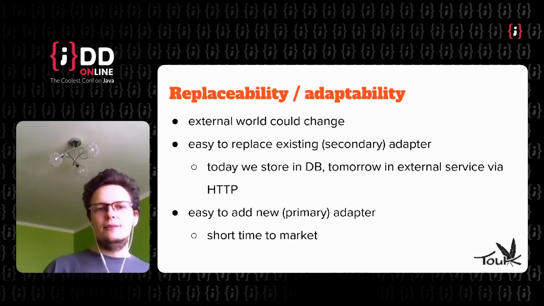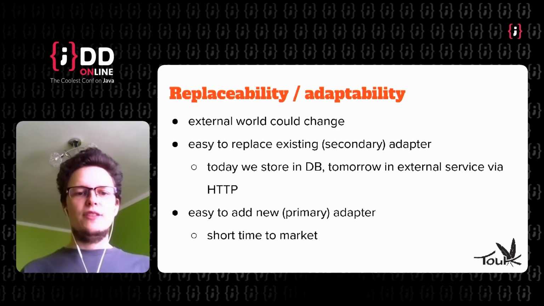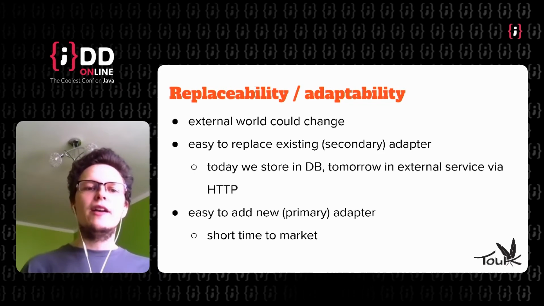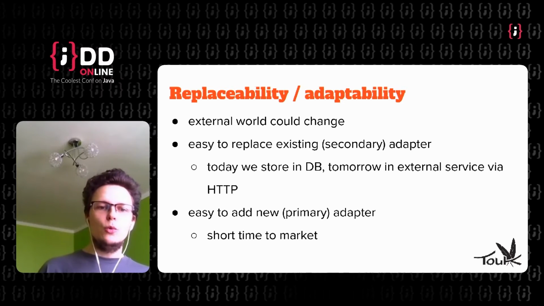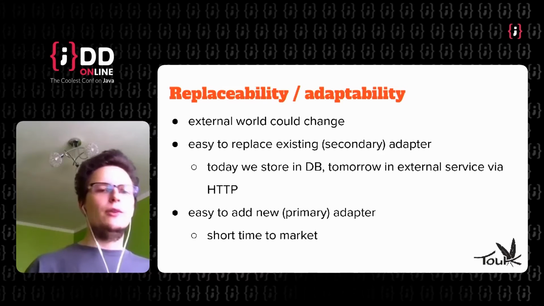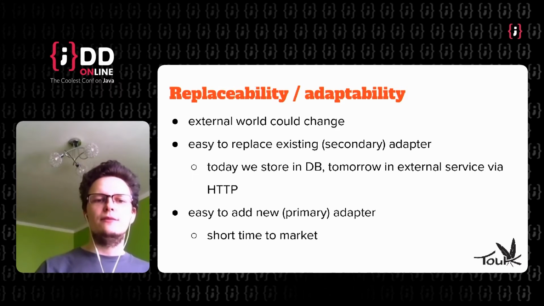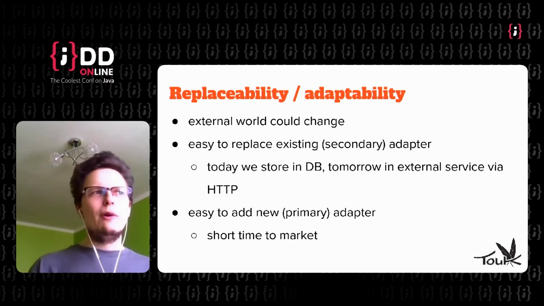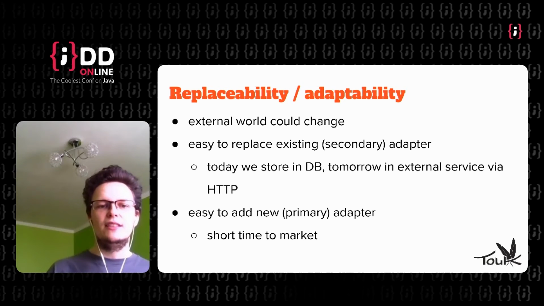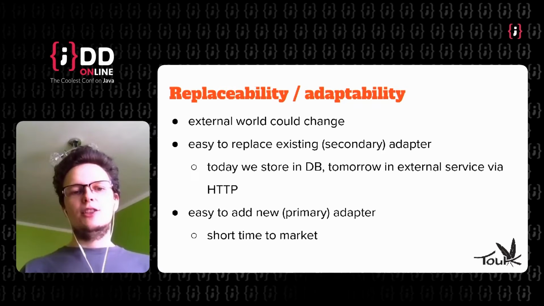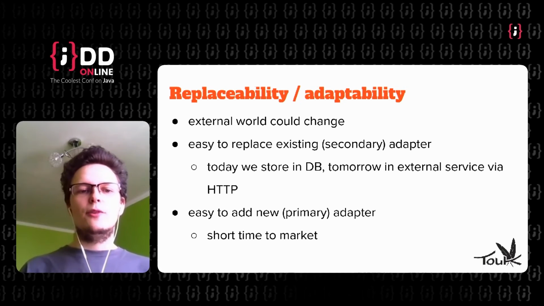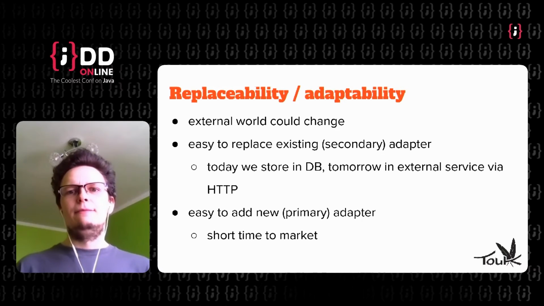And another thing that we could do with such architecture is add a new primary adapter very quickly, so it makes our time to market very short, because one day we want to expose everything via a SOAP API, and the next day we want to expose, for example, something for REST, and we know that all our business rules are kept in our domain. So writing such code that exposes only some data from such a domain is very easy.